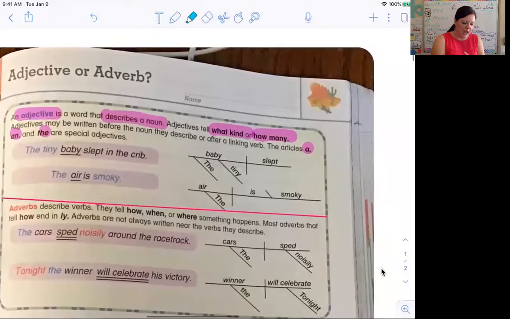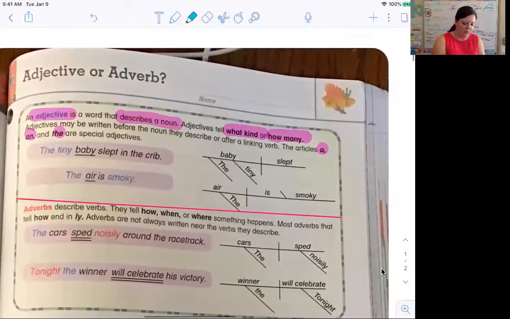Adverbs describe what? What do they describe? Verbs. Let's highlight or underline the questions that they answer. How, when, where. Remember, if an adverb is answering the question how, it will often end with what? L-Y, L-Y, great.